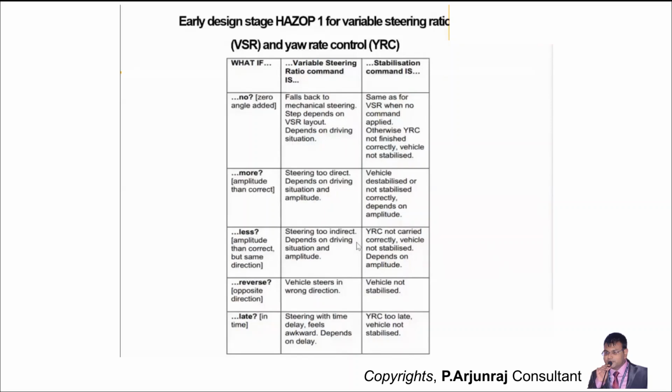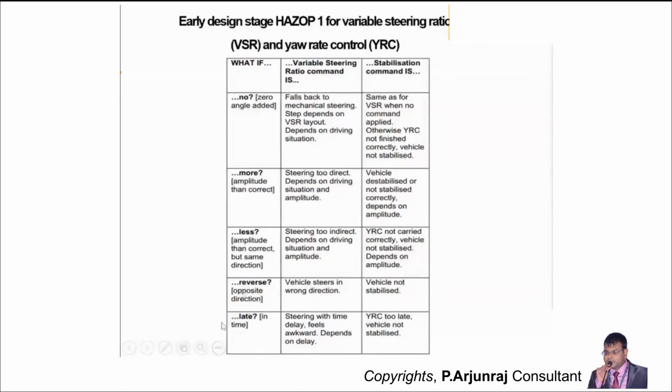Okay, and looking at the other aspects, what will happen if you have less amplitude than the correct one? The steering is going in the same direction, so steering becomes indirect, and it also depends on the driving situation and also amplitude. In this case, the YRC is not being carried out correctly, and the vehicle is not going to get stabilized. And this also depends on the amplitude. What will happen if you have the reverse direction? When the steering wheel reverses, what happens? Your vehicle steers in the wrong direction, right? It means the vehicle is not going to get stabilized.